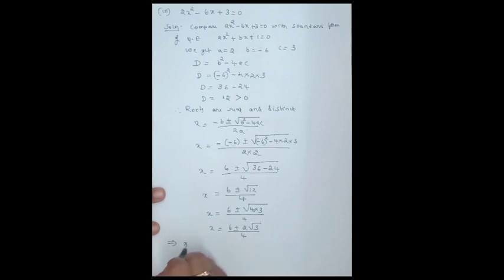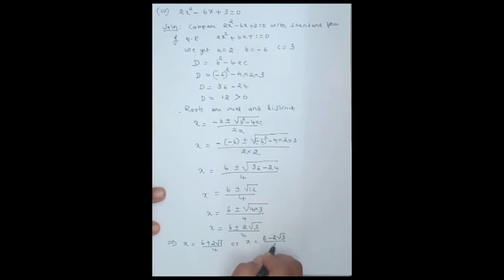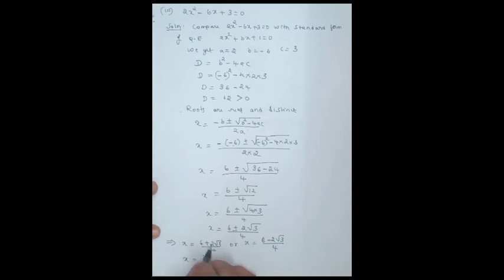That implies one root is x = (6 + 2√3)/4, or x = (6 - 2√3)/4. Let me take the HCF of 6 and 2, which is 2: x = 2(3 + √3)/4, or x = 2(3 - √3)/4, taking 2 as common. 2 ones are 2, 2 twos are 4.